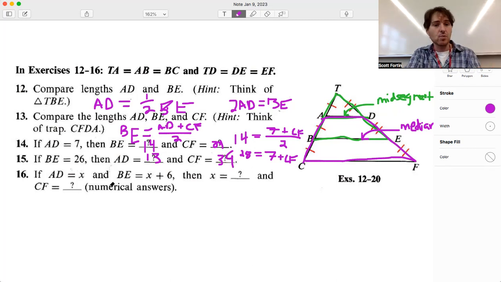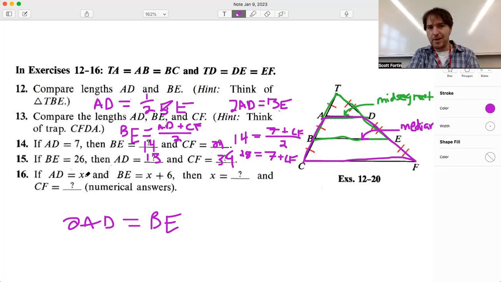Okay, and last one here, numerical answers here. AD equals X, BE, well, it's twice as much, twice the length of AD. This goes back to the very first problem here. 2AD would equal BE, right? Because AD is the mid-segment of this green triangle that we have on top here, triangle TBE. So 2 times AD equals BE.